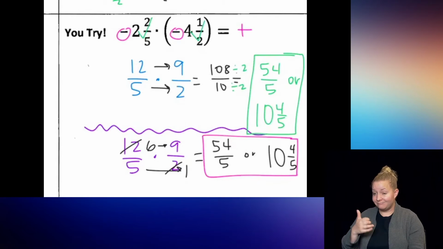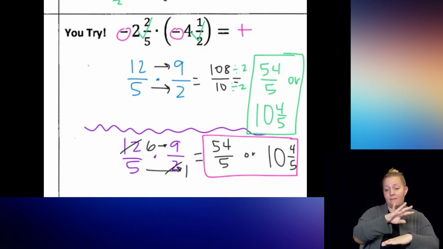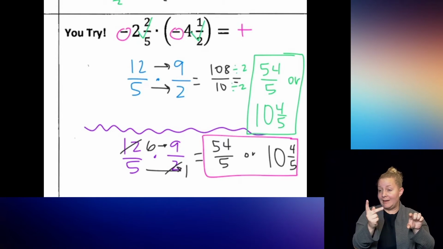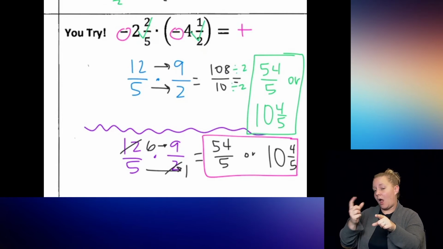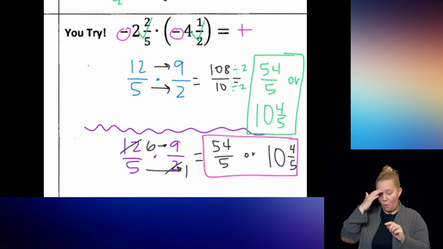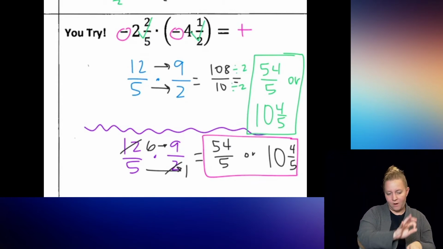All right, take a look at my final answer on this one. I showed both again. You only need to show one, whichever one feels more comfortable, but I figured most of us would choose that top one. 12 fifths times 9 over 2, just multiply straight across, you get 54 fifths. And remember, you can leave this as an improper fraction, or you can turn it into a mixed number. It's completely your choice, but you do need to know how to turn an improper fraction into a mixed number. All right, let's look at the next problem.